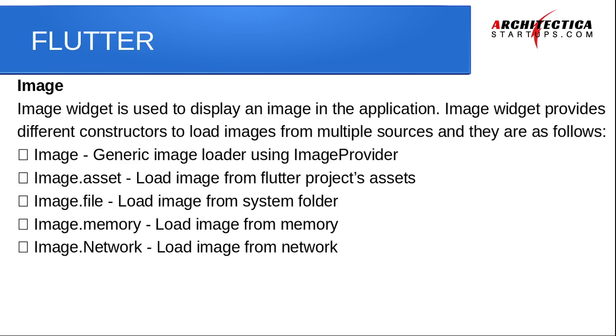Next is Image.asset, that loads an image from the Flutter project assets. Next is Image.file, that loads an image from the system folder. Image.memory loads the image from memory. And Image.network will load the image from the network. You can give the URL of the image, and it will load that image into the application.